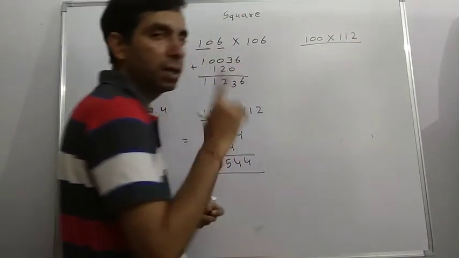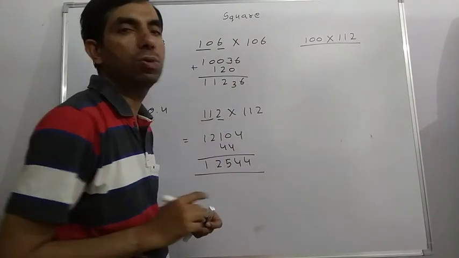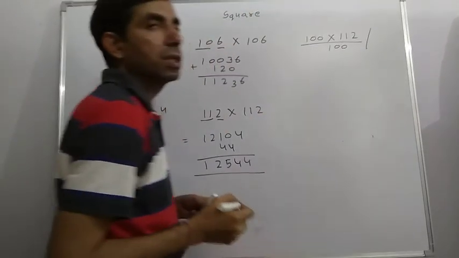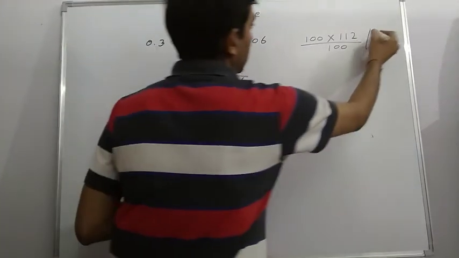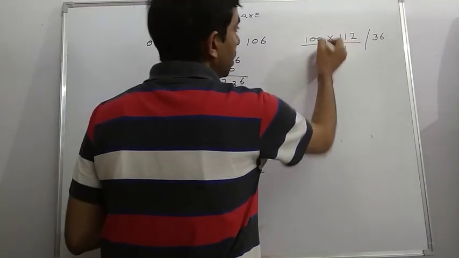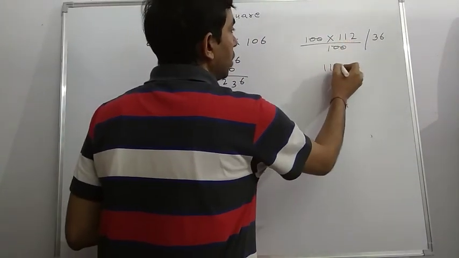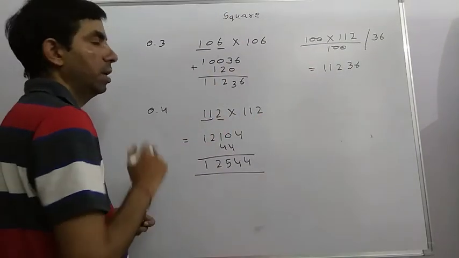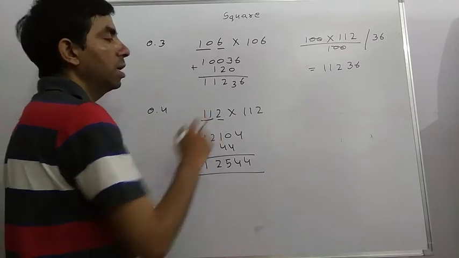Upon it we write 100 because 06 is a 2-digit number. And take the square of 06. Square of 06 is 36. 100 are cancelled against each other. Then our answer is 1, 1, 2, 3, 6. It is our answer.